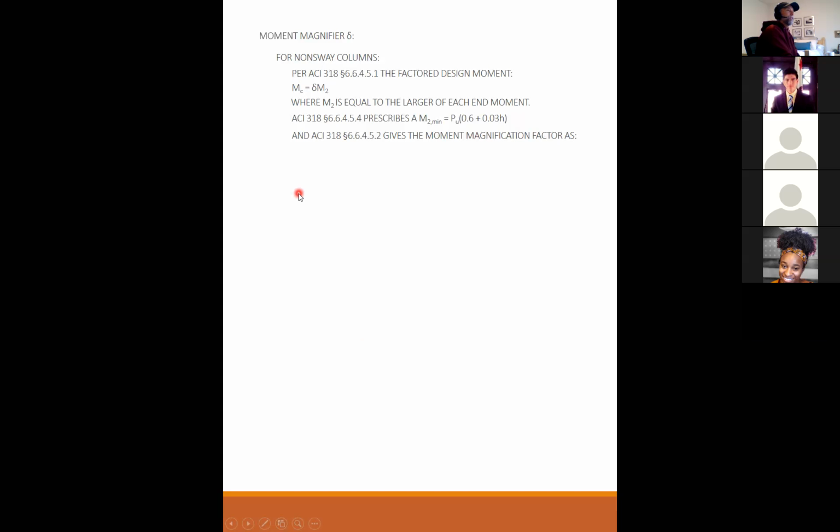Okay, and now to the equation. 6.6.4.5.2 gives the moment magnification factor as delta equals Cm over 1 minus Pu over 0.75 Pc, where Pc is the Euler critical buckling load, and delta has to be greater than or equal to 1. You will never have a moment magnification factor less than 1, because that would make the moment smaller than what you have. That can't happen. So delta is either equal to 1 or more.